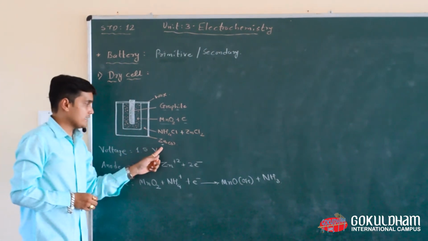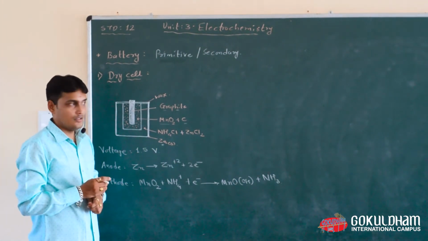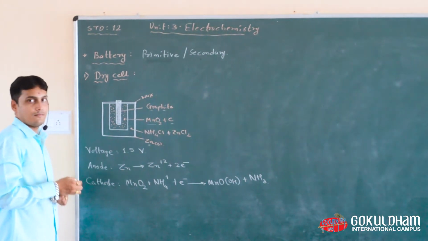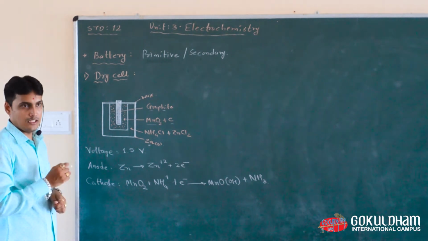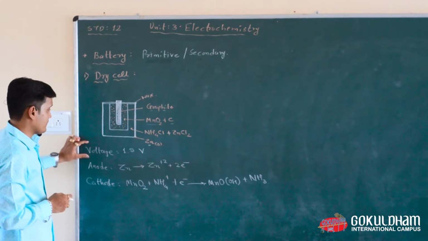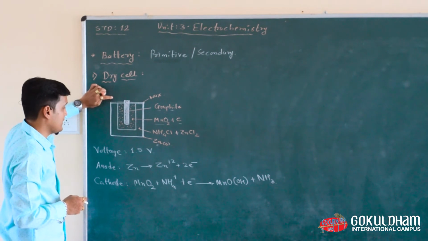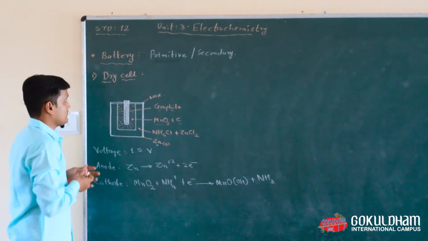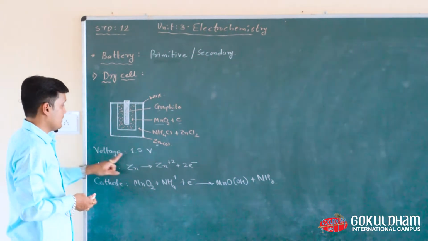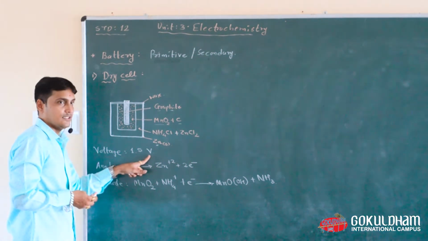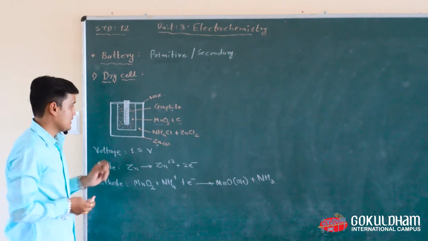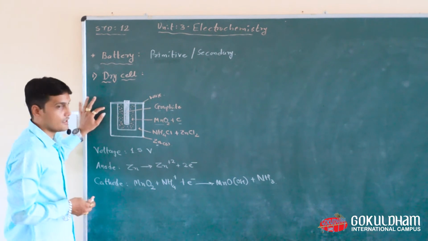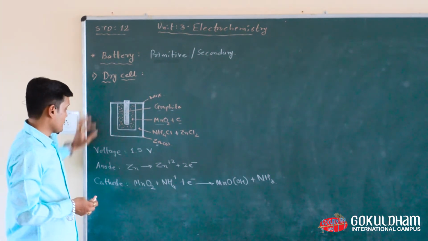And this zinc metal acts as the anode, and the MnO2 plus carbon acts as the cathode in the dry cell. The voltage of this dry cell is about 1.5 volts. In the dry cell, this 1.5 volts is maintained throughout the chemical reaction. This 1.5 does not vary in the one-time chemical process.